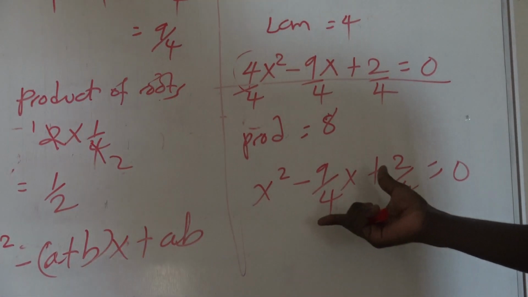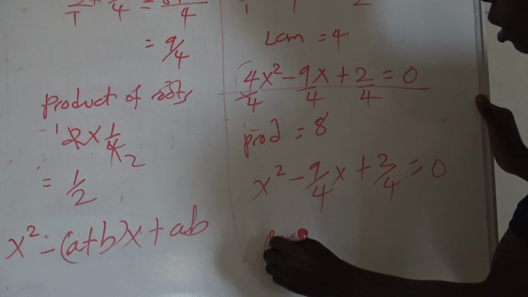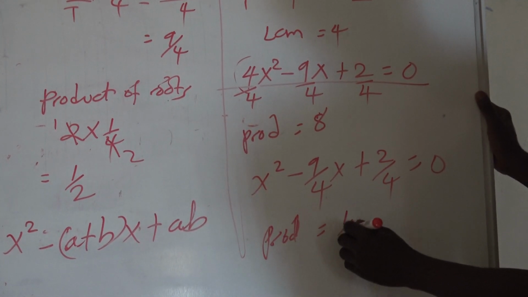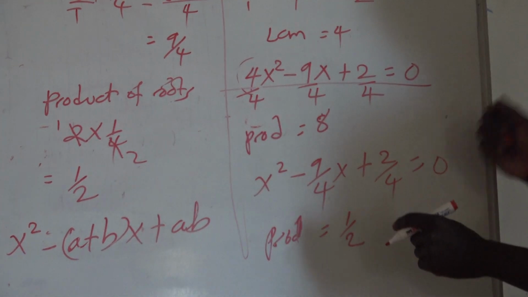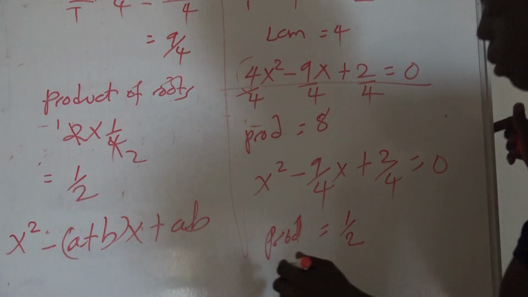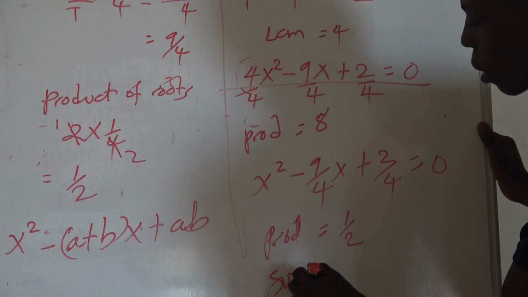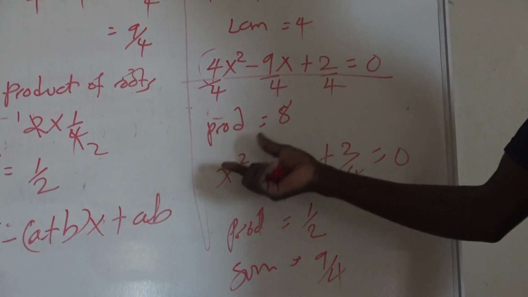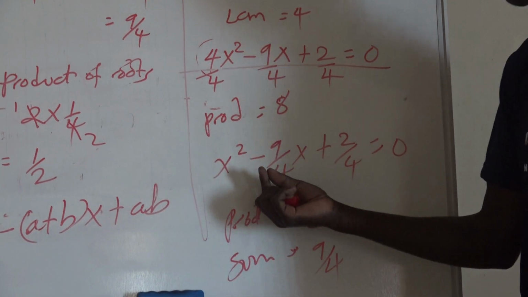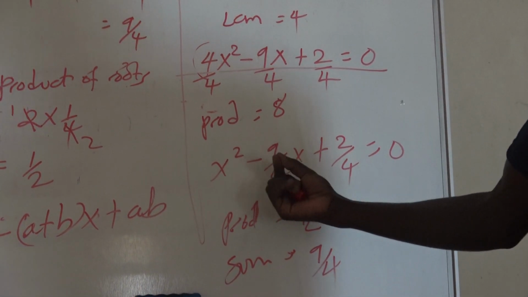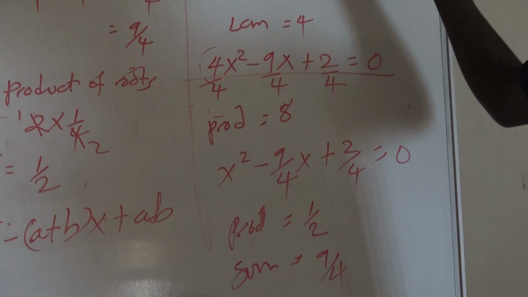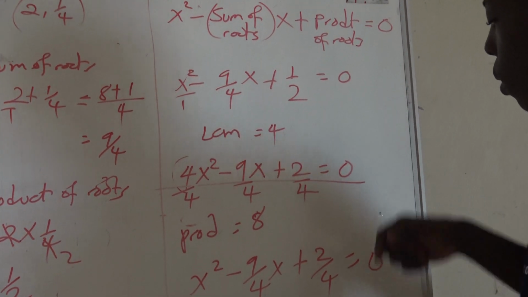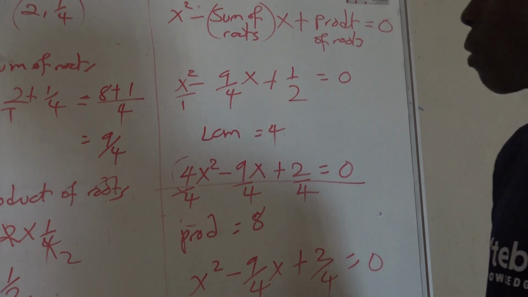So when you are getting the product, you find out the product is a half after dividing by 2. Then also the sum will be equal to 9 out of 4. Because we don't take the negative, this negative shows that it is just part of the formula, because we must put in a negative. So that will be the answer for that.